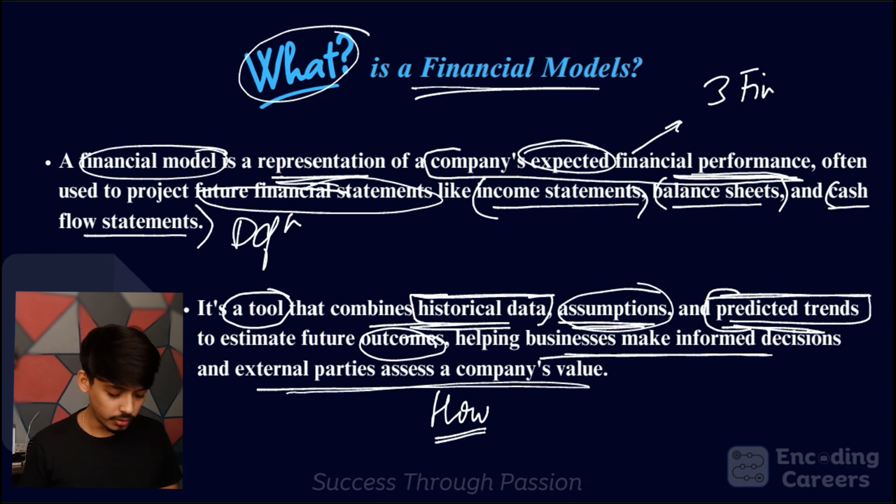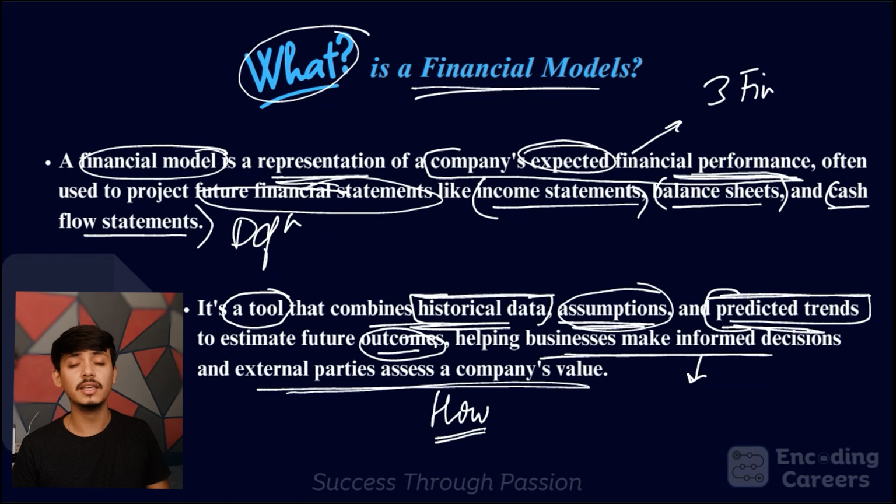So a financial model works by combining historical data, assumptions, and predicted trends to estimate future outcomes. So that is what we understood, that using these three types you can then predict future outcomes of what the business is going to generate, and this will help your business make an informed decision.